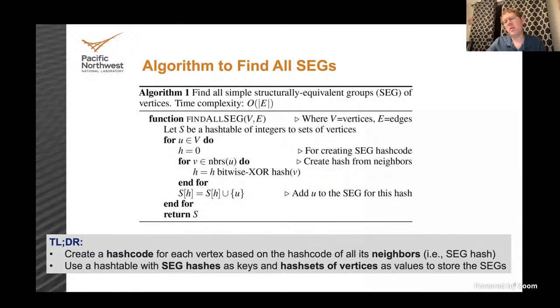Since structurally equivalent nodes all share the exact same set of neighbors, all the structurally equivalent nodes will end up having the exact same hash code. And that allows us to collect all those together, and then we have our structurally equivalent groups.